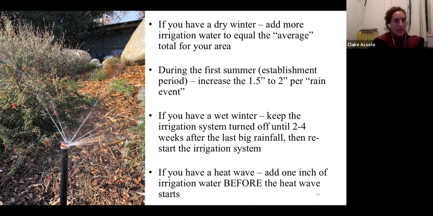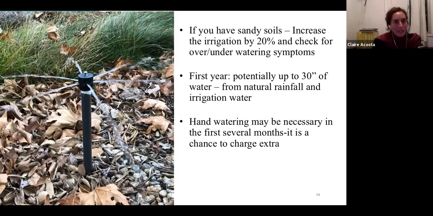Sandy soils, again, like we kind of talked about in the little poll, you can potentially increase your irrigation by 20%. So whatever your time calculation is, just multiply it by 20% or add another 20%. And that could potentially help. But obviously check for under-watering systems. Don't just add 20% because you have sandy soils. This is just ideas for dealing with your irrigation system in relation to the tips we've gone over.